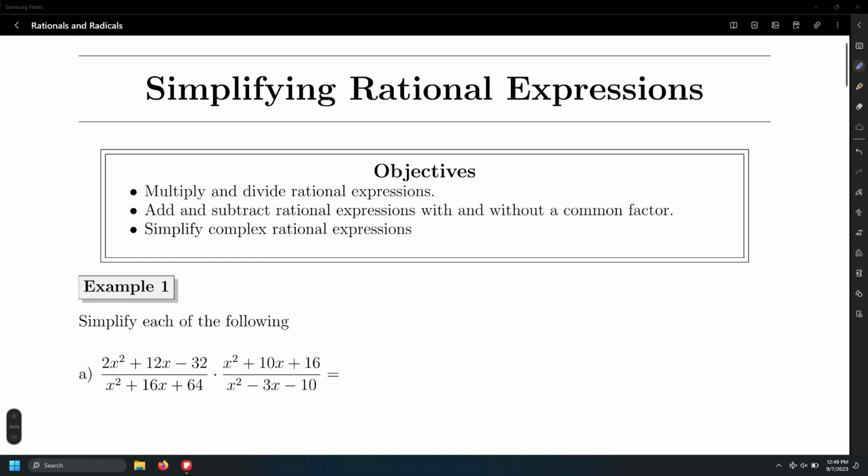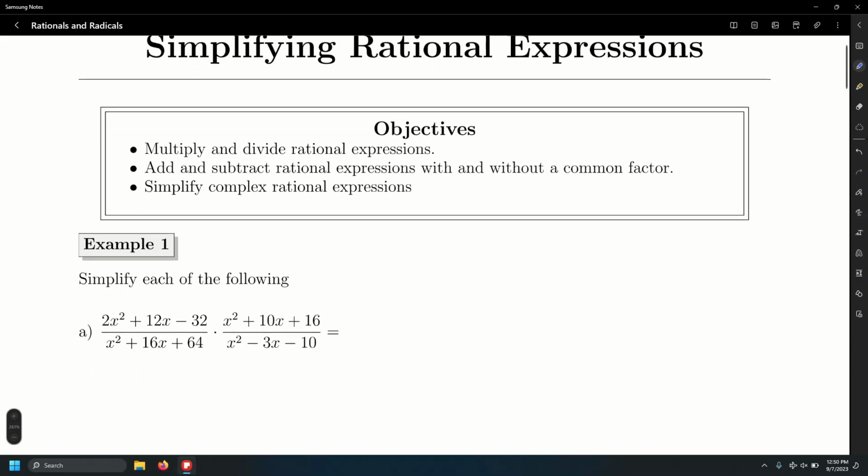About simplifying rational expressions, again, one of the purposes is to make sure we can handle all kinds of operations, simplifying, combining, and the like, in order to do a lot of the operations that we will do with rational functions, which we will do later.